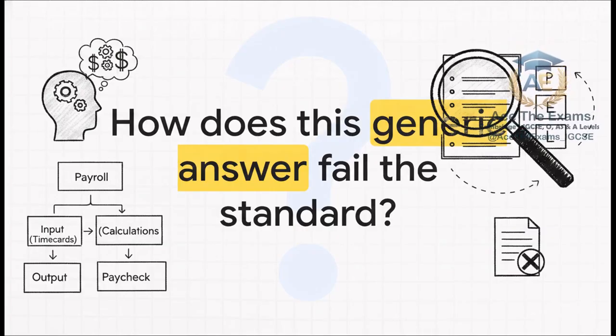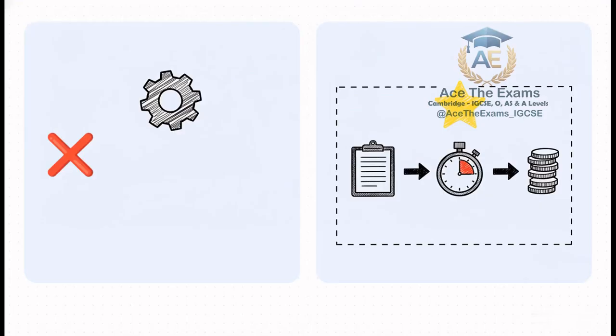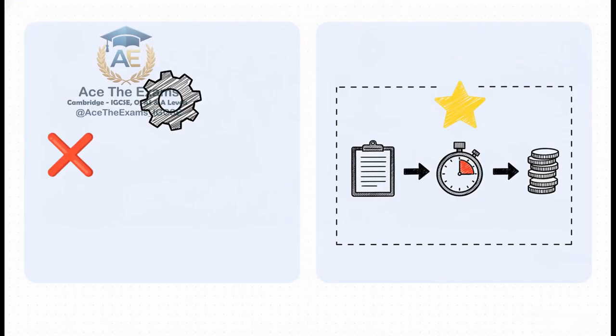I want you to pause for a second and predict. Why does this generic explanation completely fail to earn method marks according to the Cambridge standard? Think about the PEAL framework we just talked about. What is fundamentally missing here? So let's put on our examiner hats and break this down together.